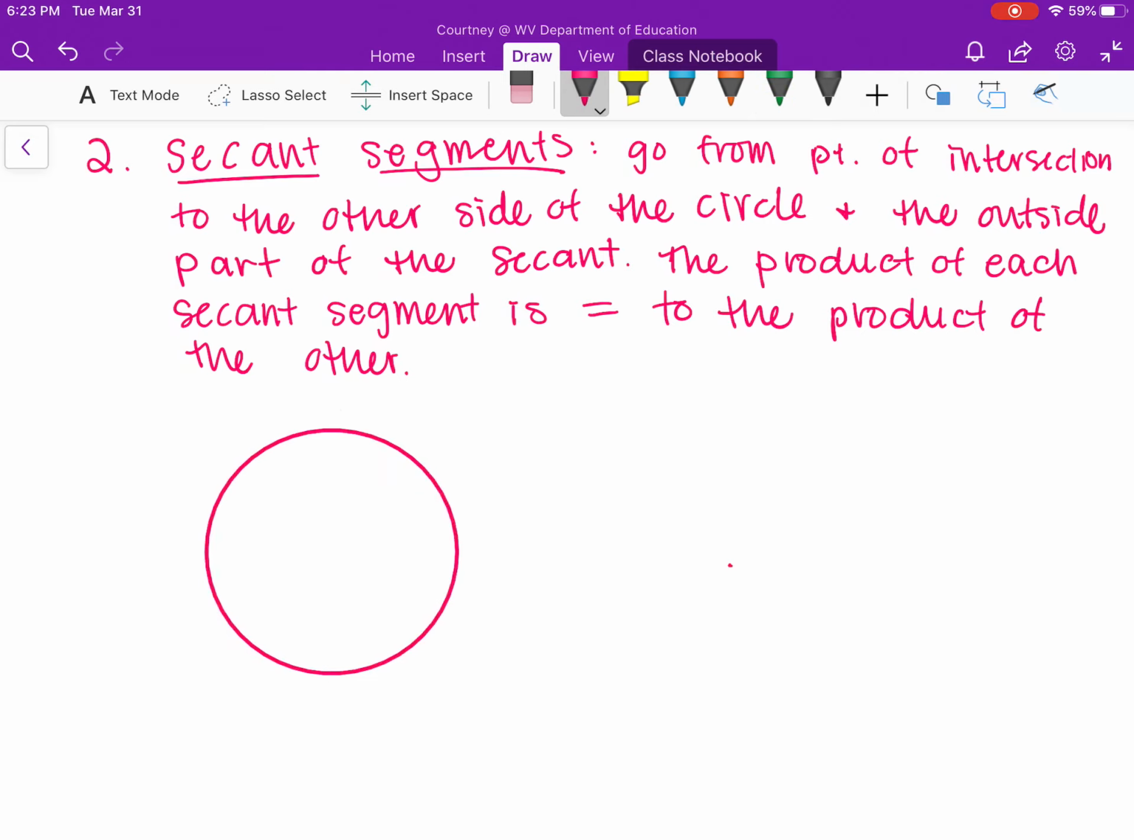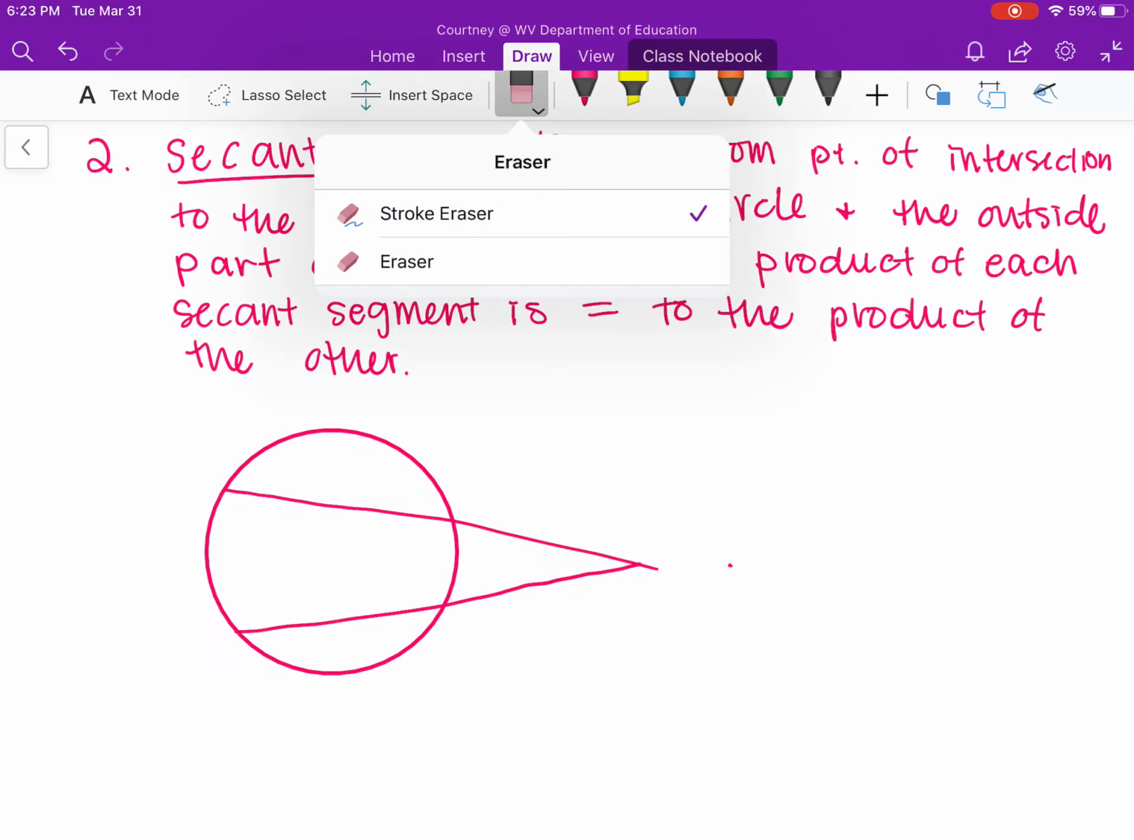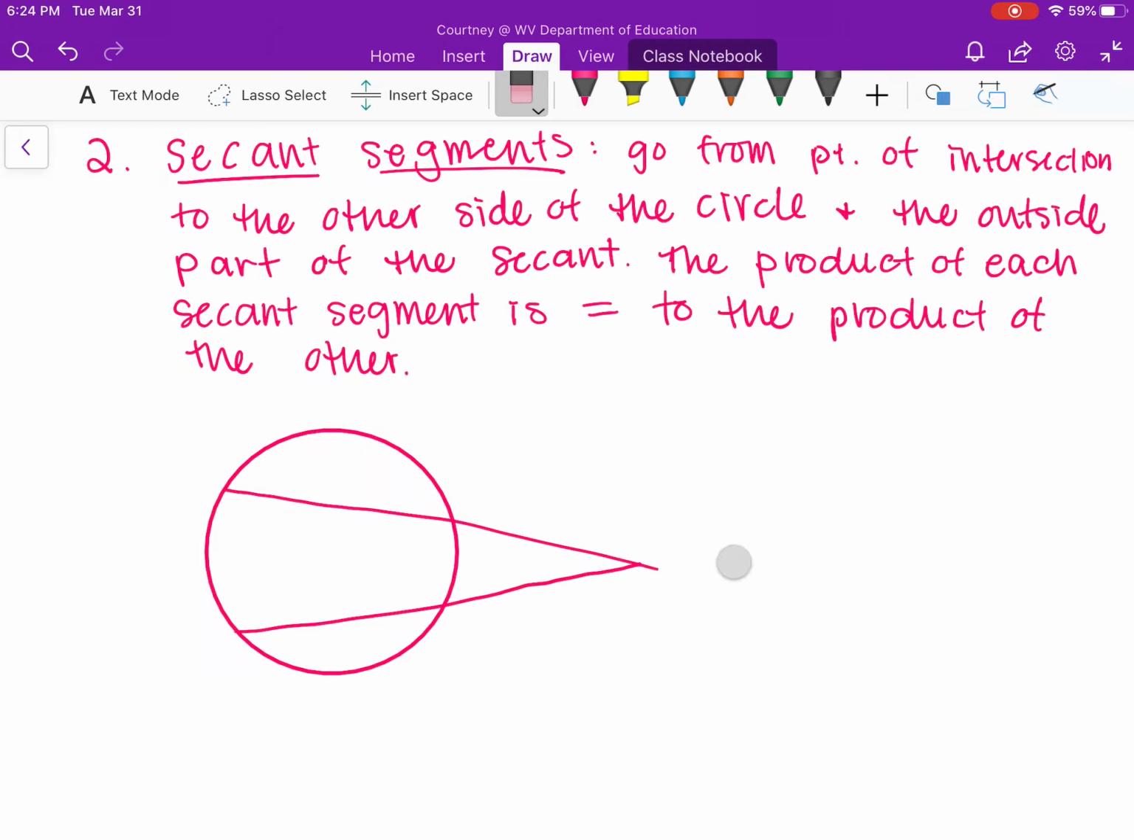Let's see here. We have a line like this. That's one secant segment. And another line that goes like that. Let me erase this a little tiny bit. Okay, perfect. All right, so this is C, this is B, and this is A. This is D, and this is E.